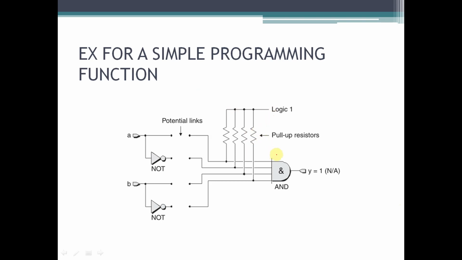I think you know this gate, right? AND gate. This is a basic AND gate, and for this AND gate, this is the output, and these are some pull-up resistors connected to a high voltage, logic one, and these are my inputs A and B. Now what happens if this input is not connected to this dot? Here there is no connection. Can anyone tell me what is the output of this AND gate in this case?